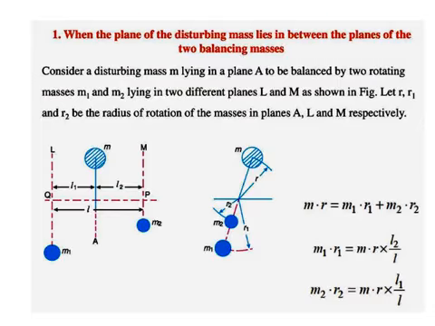In this diagram, M is the disturbing mass placed between M1 and M2. M1 and M2 are the balancing masses. They are parallel to the plane of rotation of the disturbing mass.